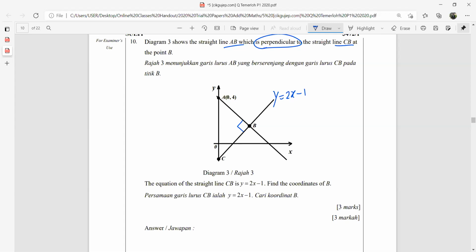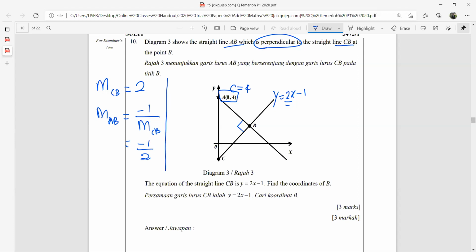But there's no equation for line AB. To find the equation of AB, you must have the gradient and the y-intercept. I use y equals mx plus c, since I have the y-intercept, c is 4. How to find the gradient? Gradient of CB equals 2. Gradient of AB is -1 over the gradient of CB, which equals -1 over 2. You have to find the equation of AB first, then solve the simultaneous equations later. That's the concept to find the intersection point.